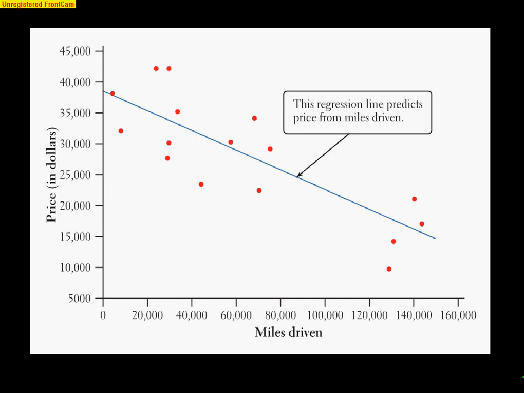So here we looked at 16 used Ford F-150s, and we looked at how many miles they had on them and what the price was of them, how much they were being sold for. And each point represents one Ford F-150, and we looked at how many miles that car had and what its price was. And we noticed definitely a negative linear pattern, and we noticed that the more miles that are on the cars, the lower the price tends to be.